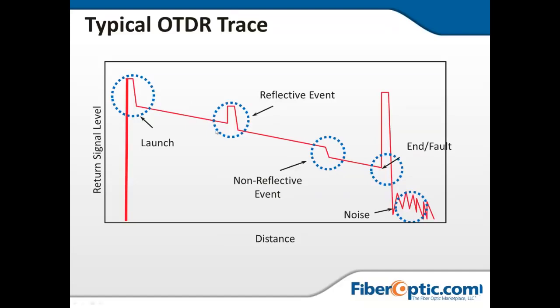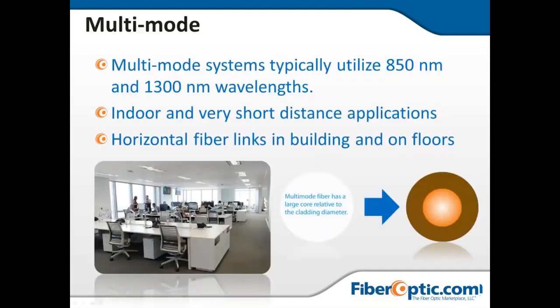And then the end event. Typically the end event is going to be a very, very highly reflective event because the light is actually leaving the fiber and hitting air, which creates a huge reflective event. So we have a very high spike there, followed by a very large drop, and then the noise floor.